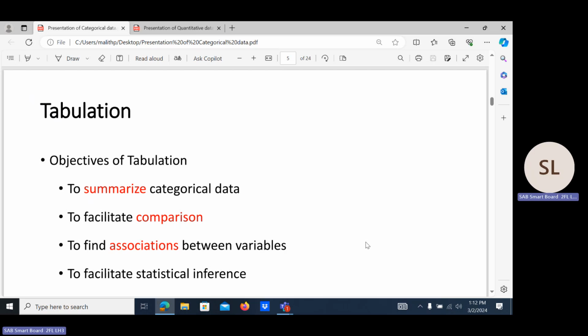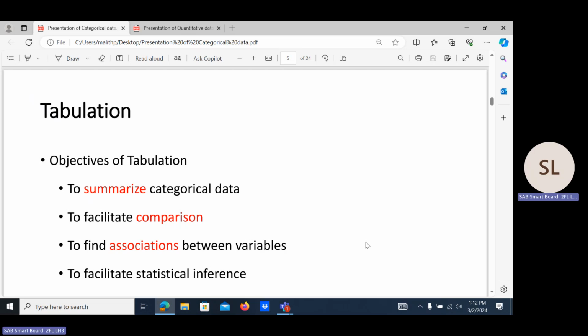Using the tabulation, we clarify the characteristics of data. Through this table format, we identify what kind of categorical variable is represented. Then inside the table, what do they include? What are the categories in the corresponding categorical variables?